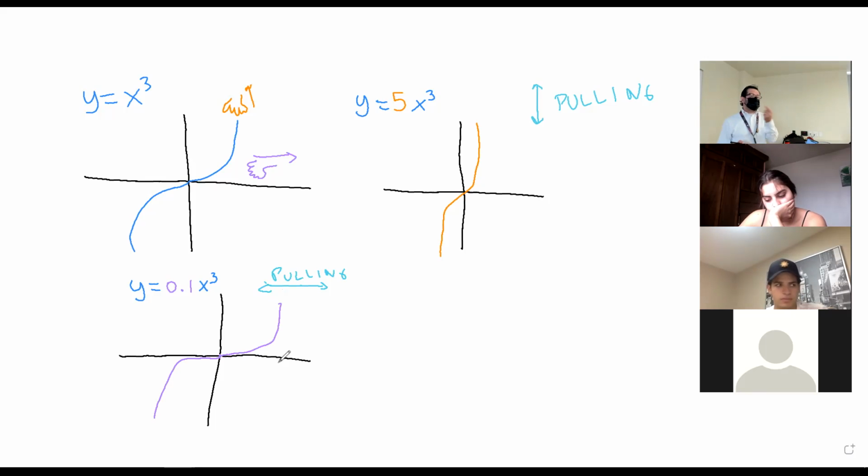Depending on the value, 0.1 is a small value, so it would have been different if we said 0.9, 0.8, etc. It determines how flat it's going to be. So these are examples of stretching and compressing.